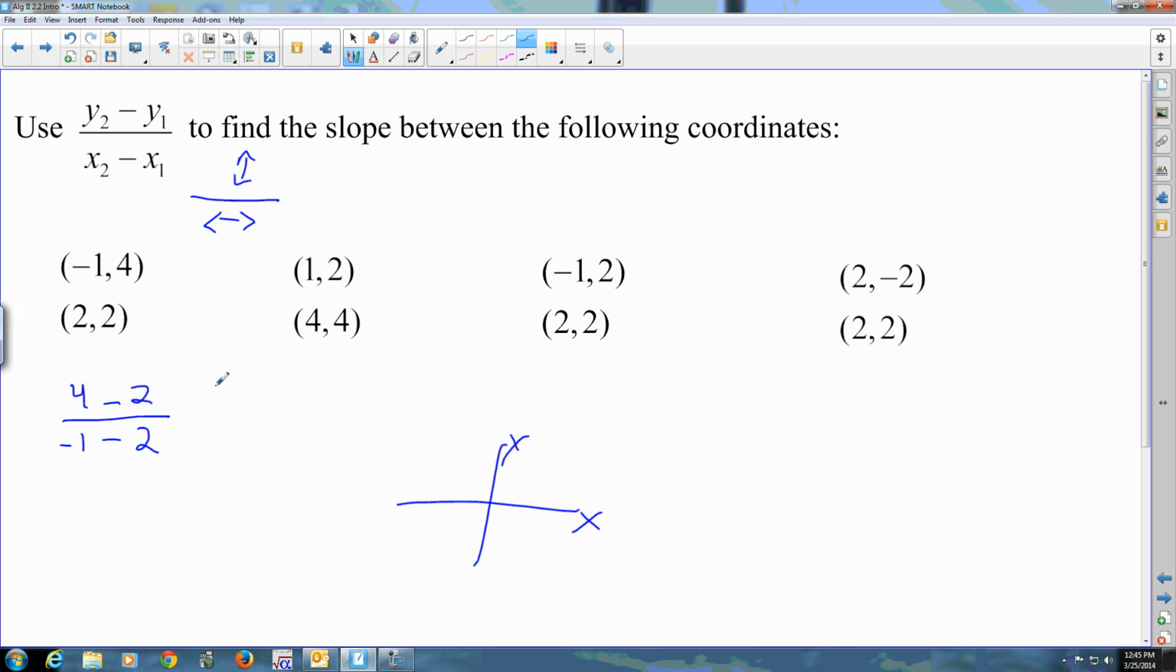4 minus 2 is 2. Negative 1 minus 2 is negative 3. You're done. Fraction bar, 2 subtraction signs. 2, 4, 1, 1. 2 minus 4 is negative 2. 1 minus 1 is 0. So you write undefined.